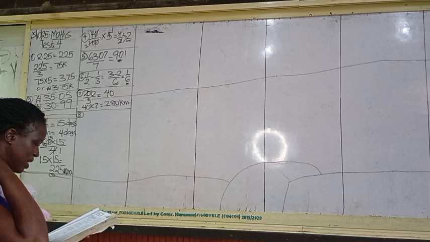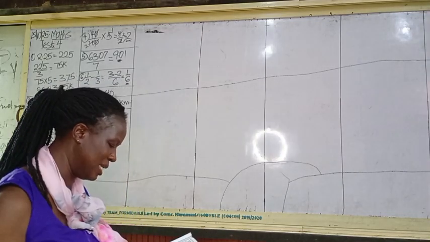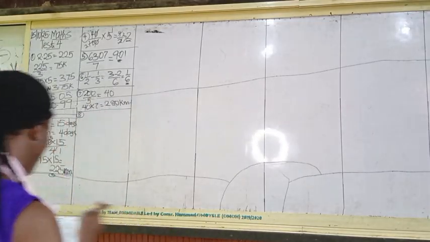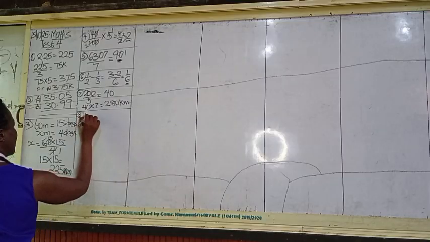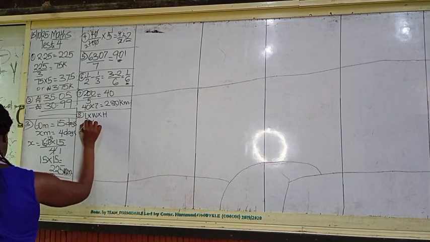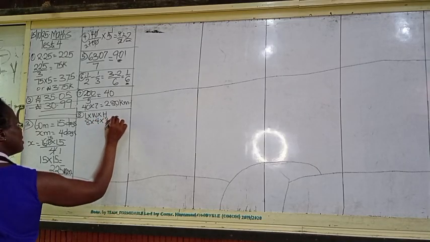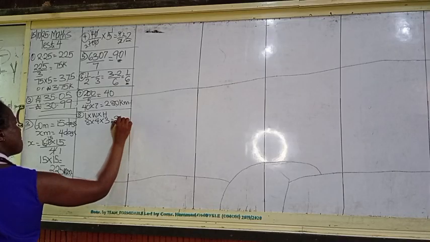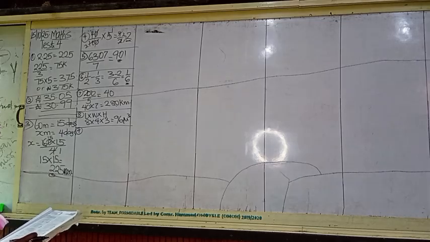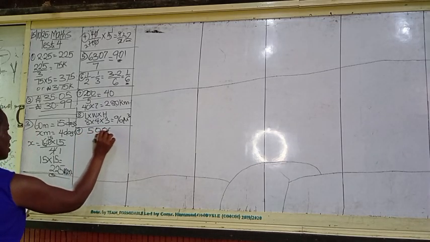Number 8 question. What is the volume of a rectangular water tank which is 8 meters long, 4 meters wide, and 3 meters height? Our formula is length times width times height. So we are multiplying all together. And that is 8 times 4 times 3, and that is what? 96 meters cubed. Number 9. Write the figure 5,000. Let's do it this way.